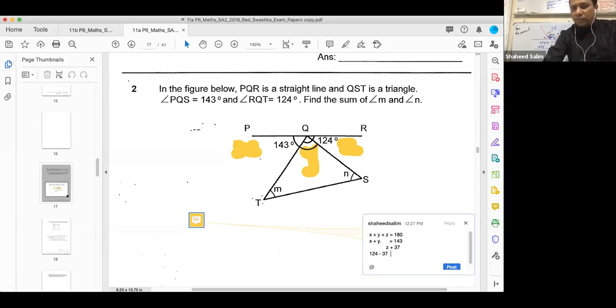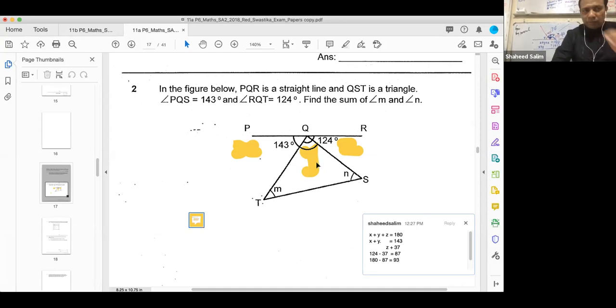How much do you get? Can calculate for me, someone? 87, right? Right, 87. So this M plus N, what you want to find, the sum of M plus N, 180 minus this, you get M plus N. You understand? Because M plus N plus Y is equal to 180. 180 minus Y gives you these other two angles. So 180 minus 87 equals 93.